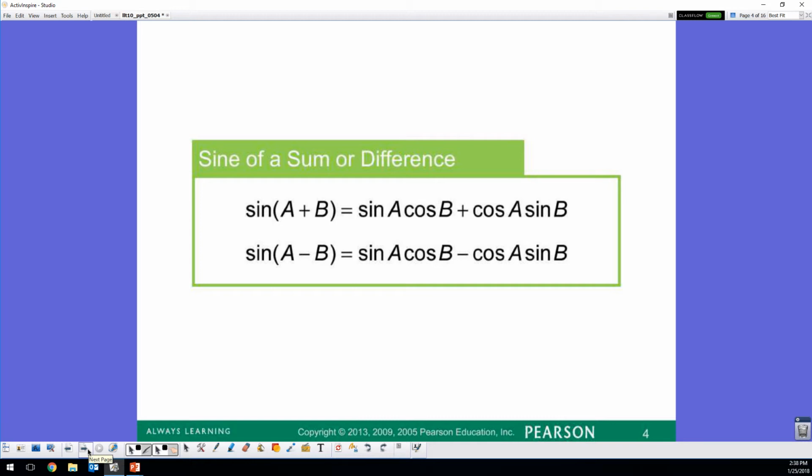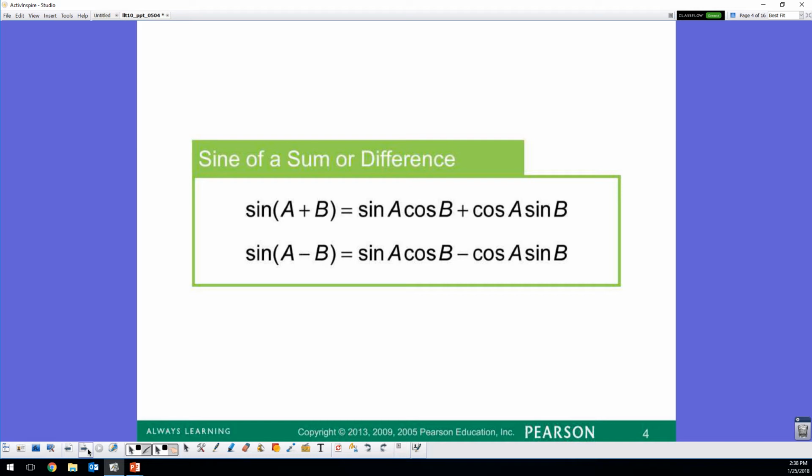Because now my new formula for sine, if it goes sine of A plus B, it goes sine A cosine B plus cosine A times sine B. Okay? Now, same thing with the subtraction problem: sine of A minus B is sine A cosine B minus cosine A sine B.